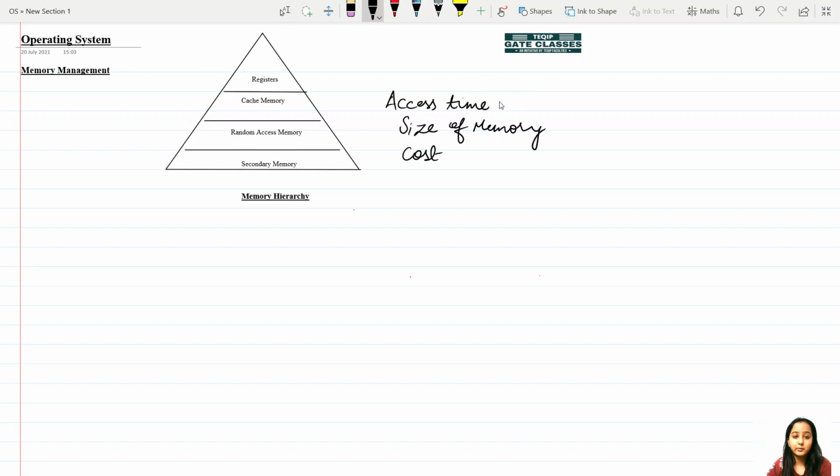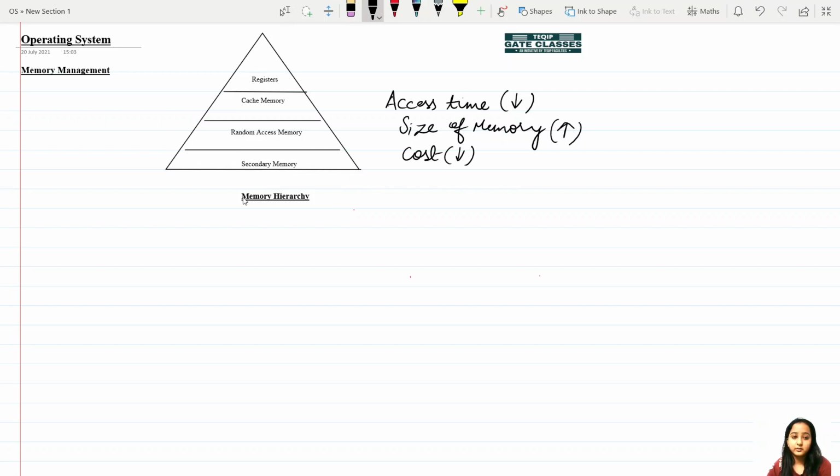Let's analyze these parameters. If I want the ideal memory, then what should be the scenario? My access time should be less, size of the memory should be more, and cost should be bearable, or less. But practically, I can't get all these three things simultaneously in one kind of memory. So that's why we have different kinds of memories present. Initially, all the processes are present in the secondary memory.